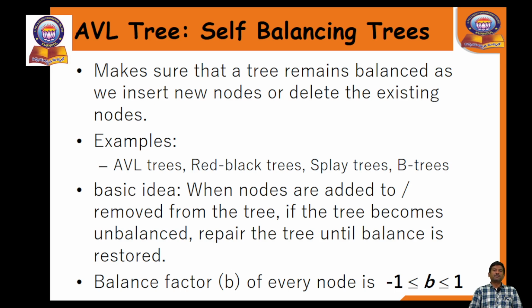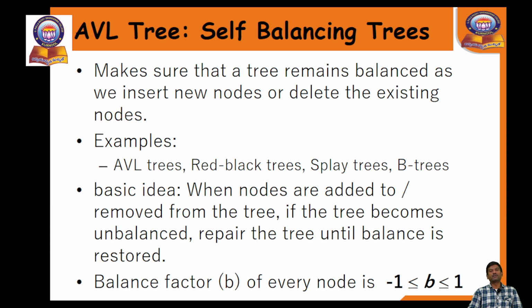So the AVL tree makes sure that the tree remains balanced as we go on inserting new nodes or deleting existing nodes. That is, whenever there is an AVL tree present, and when you are adding a new node, then you have to maintain the balance factor.